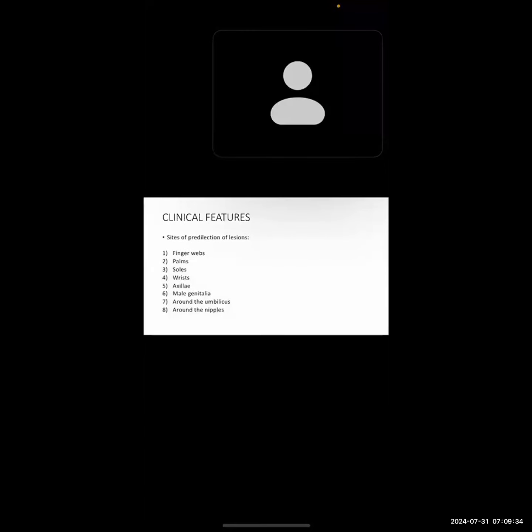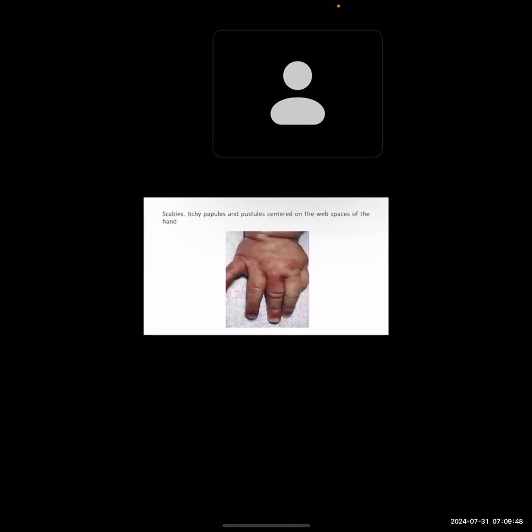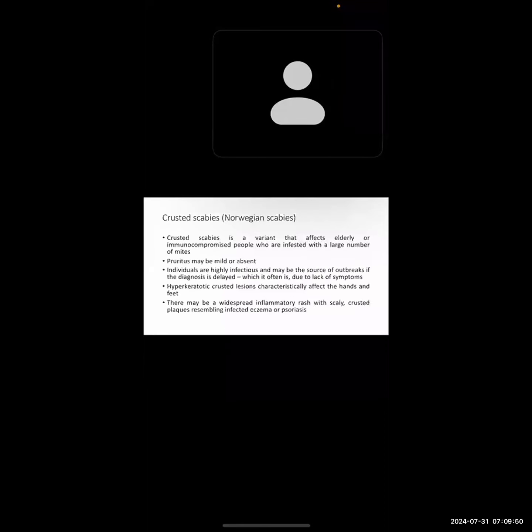The areas where you can commonly get these lesions are the flexural areas and also the elbow, finger webs, palms, soles, wrists, axillae, male genitalia, around the umbilicus, and around the nipples. This is a picture showing the itchy papules, which you notice are more around the web spaces.